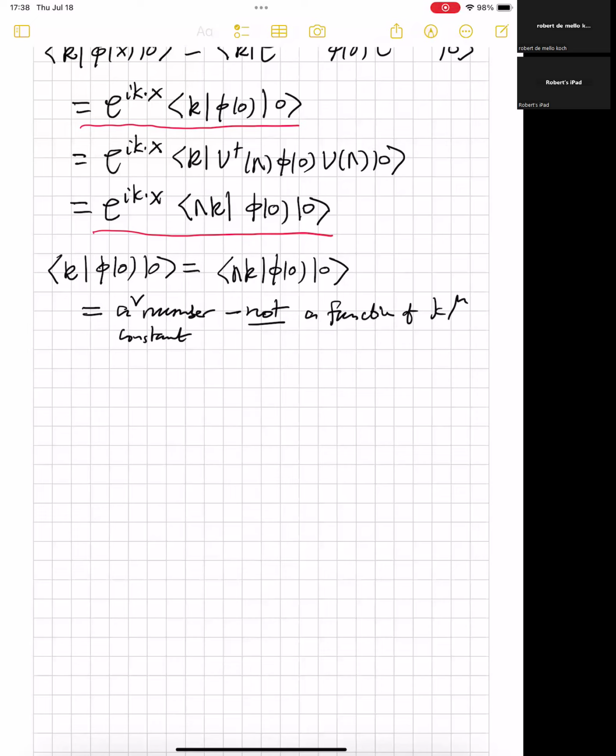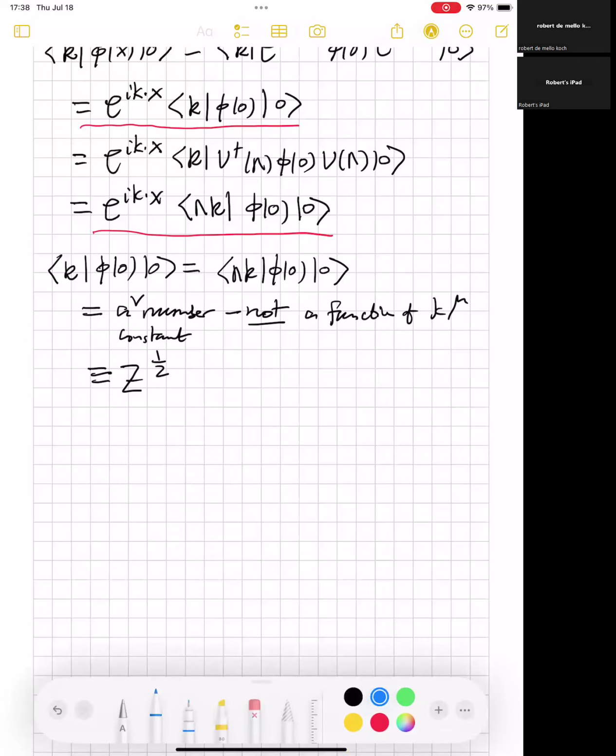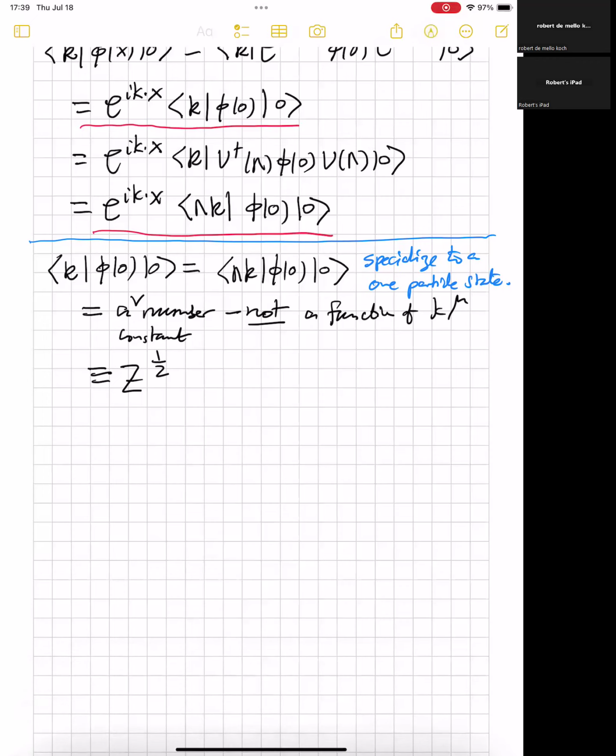And it typically gets a name. It's typically called Z to the 1/2. And the reason why we call it Z to the 1/2, oh, by the way, I should make an important comment. There's something that I should have mentioned, but I didn't mention it. So let me mention it right now. What I'm doing now, everything below the blue line, now for the first time, I specialize to a one particle state, okay? And, well, I haven't said anything yet that's special to the one particle state, but I'm about to, okay?